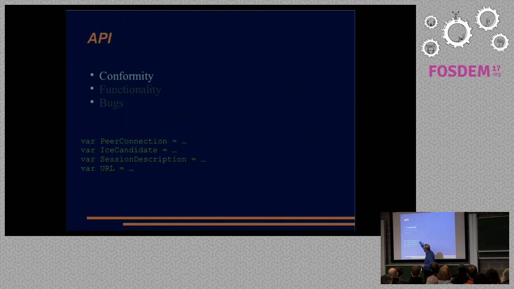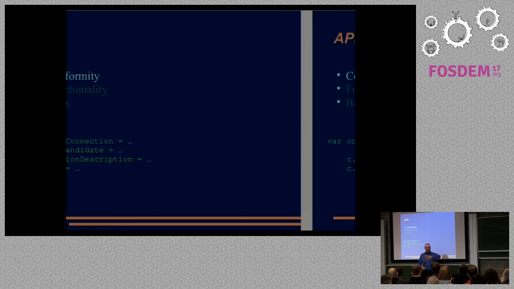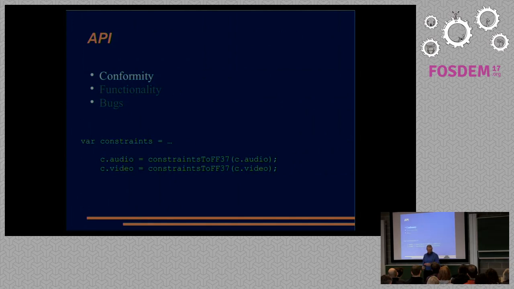Get user media, peer connections, ICE candidates, session descriptions, and URL. You've got WebKit peer connection, MS peer connection. You've got a Moz peer connection. So your first line, before you've even started, is about 50 lines just getting around that. But that's okay. We know it now. We can do that, and everything will be fine. It's just an annoying way to start.